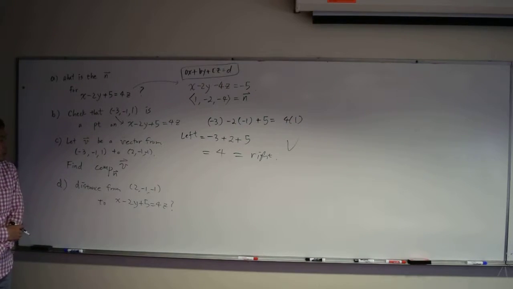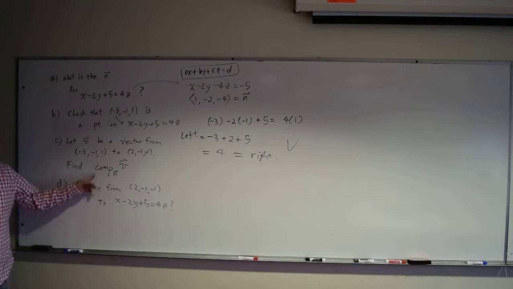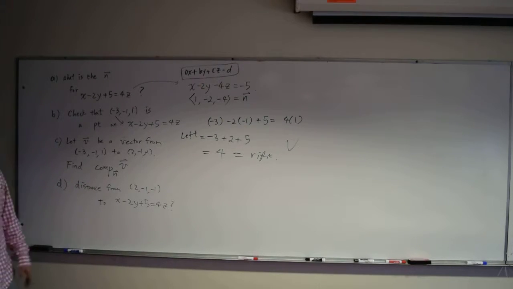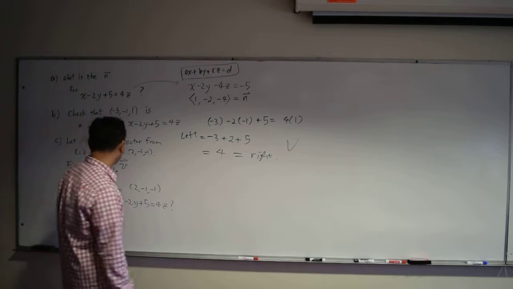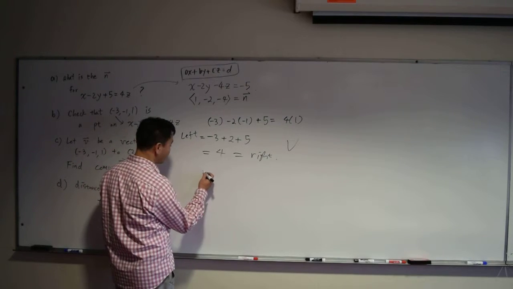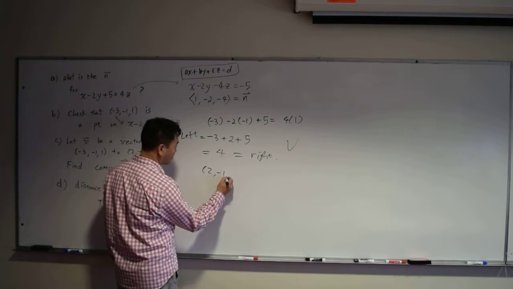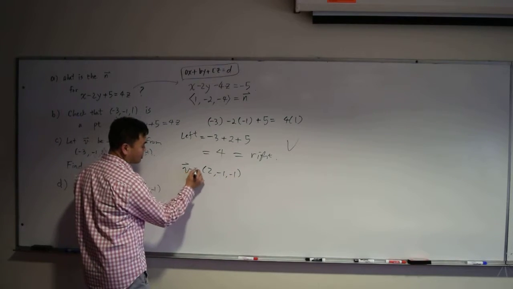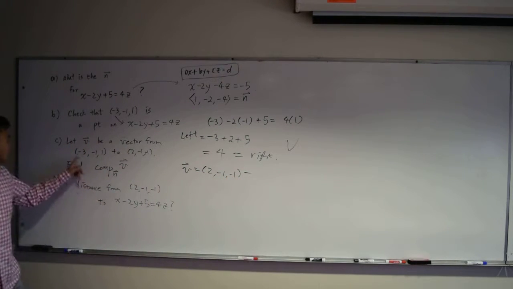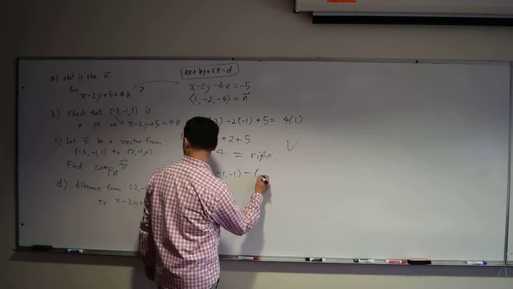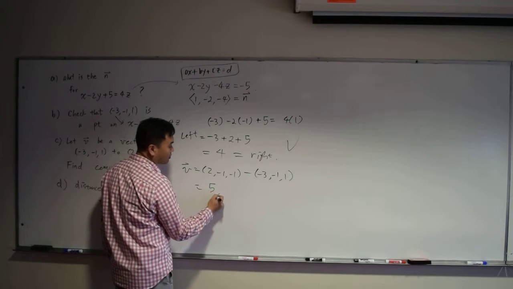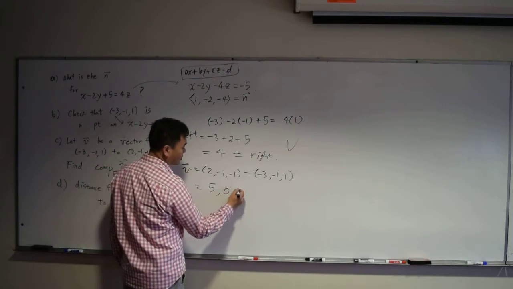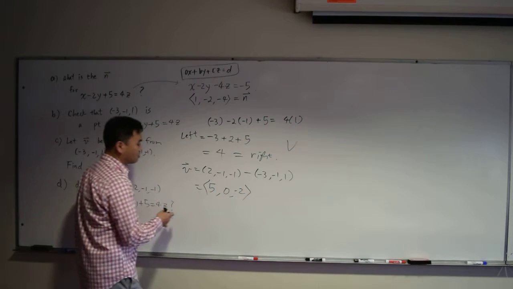Now let V be a vector from this point to that point, and we're supposed to find the component of V in the n direction. How do you do that? Well, you do terminal minus initial. V is 2, negative 1, negative 1, minus negative 3, negative 1, 1, which is 5, 0, negative 2. That's your V.